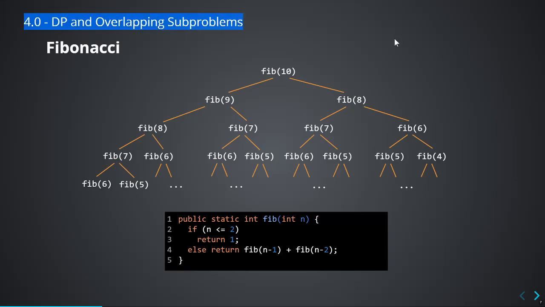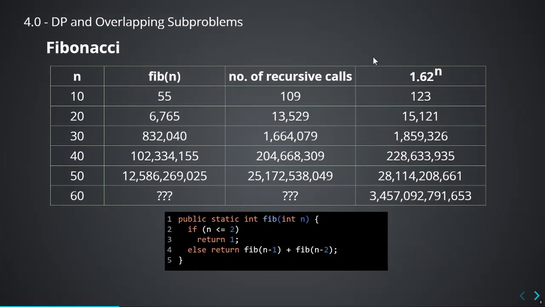So if I try to run this code, this is what happens. For n equal to 10, Fibonacci of 10 is 55. I have to do 100 recursive calls. For n equal to 20, I gotta do 13,000 recursive calls. For n equal to 50, I gotta do 25 billion recursive calls. And if I put a column here with 1.62 to the power of n, you can see how it's pretty close to the number of recursive calls you have to make.